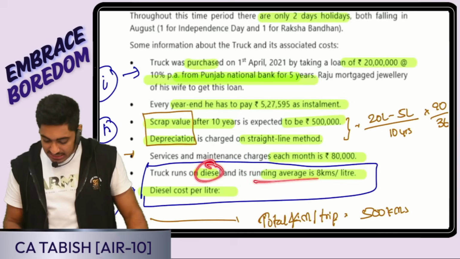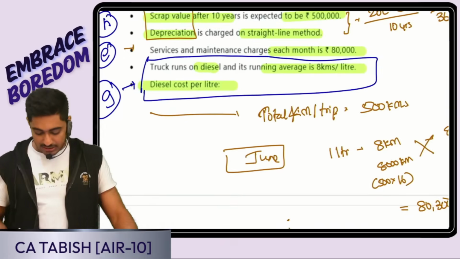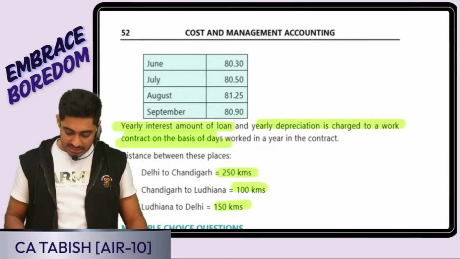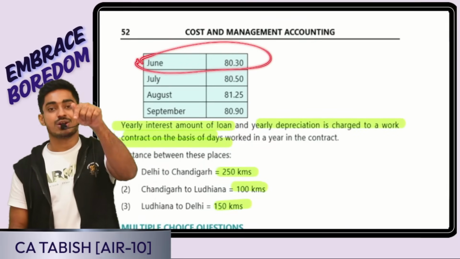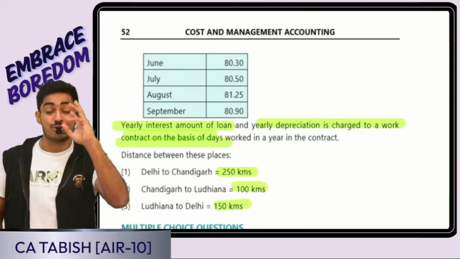The truck runs on diesel and the running average is 8 km per liter. Diesel cost per liter is also given. Yes, all these things we will take. June month diesel cost is different, July month is different, August is different, September is different. See how beautiful it is.